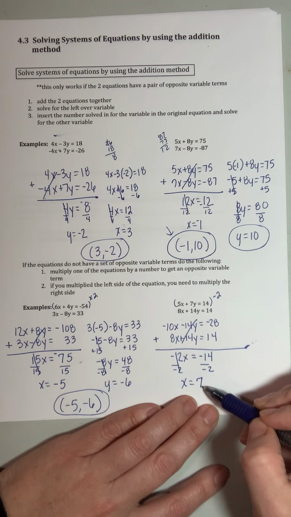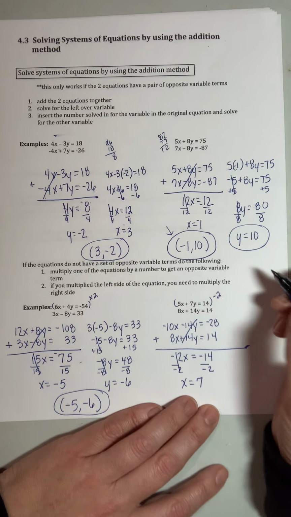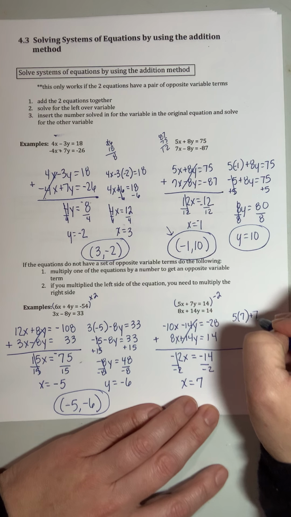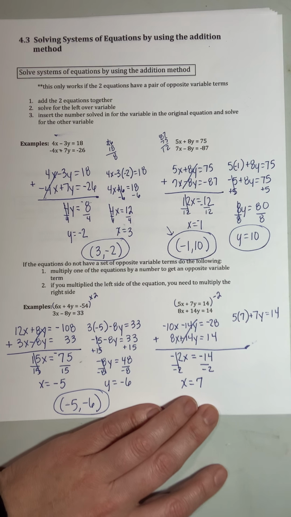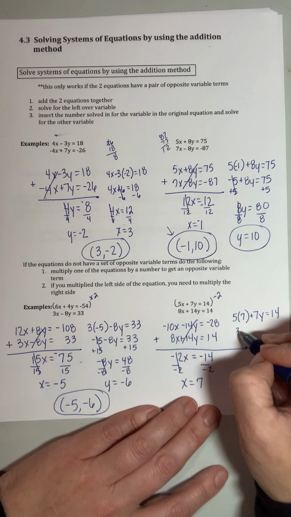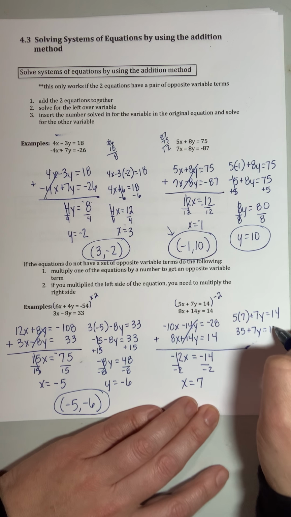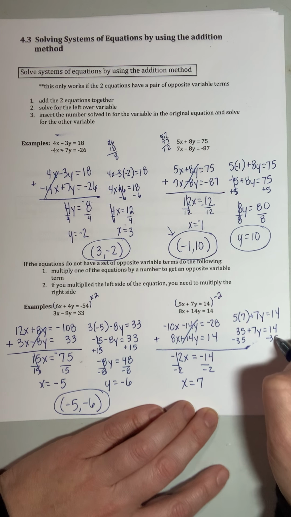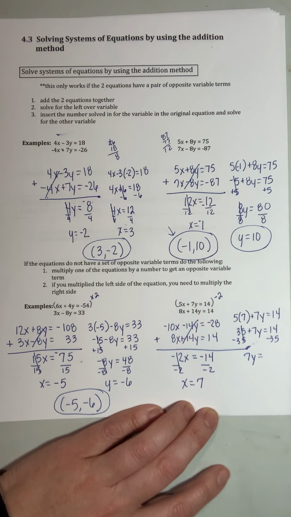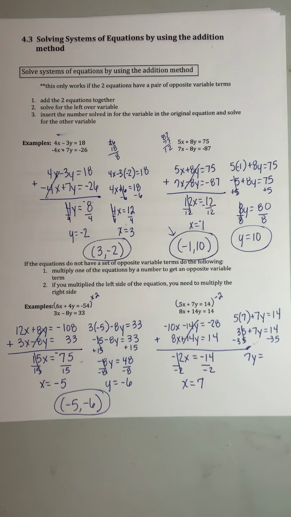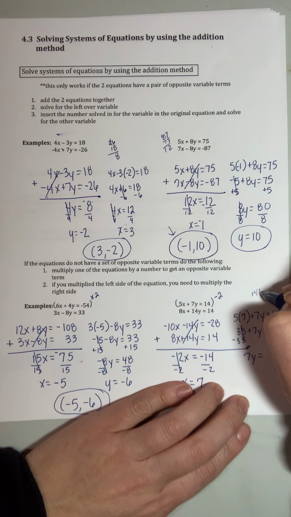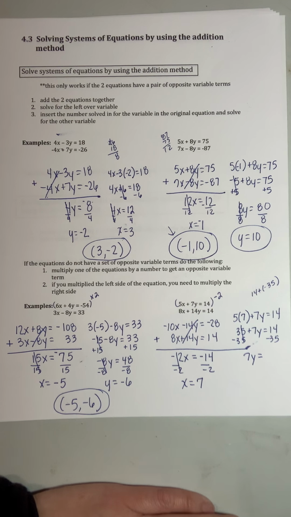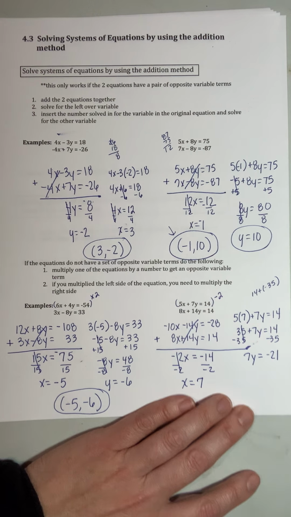Once you have x, plug it into one of these up here. Let's go ahead and do the first one. So 5 times 7 plus 7y equals 14. 35 plus 7y equals 14. Subtract 35, subtract 35. 14 minus 35 is the same as 14 plus negative 35 if you do keep, change, change. And that's one of each. And when you have one of each, you subtract. So we're going to get negative 21.